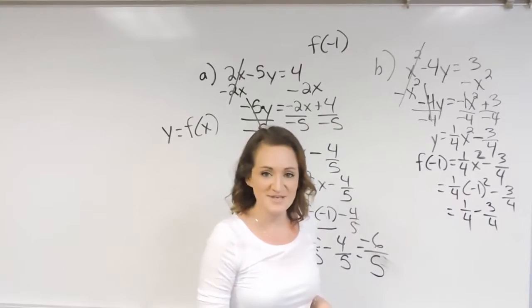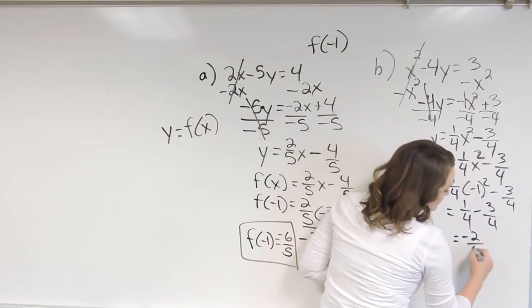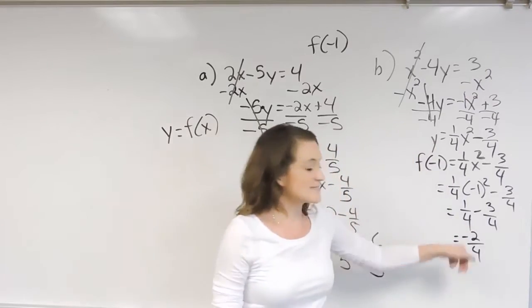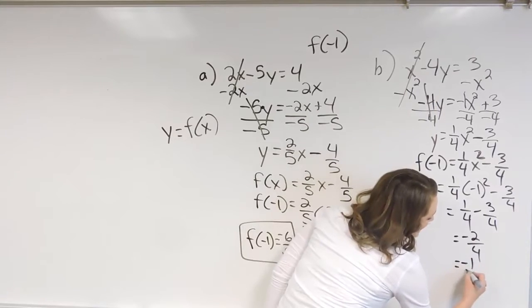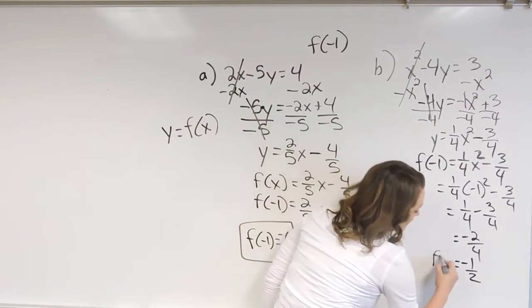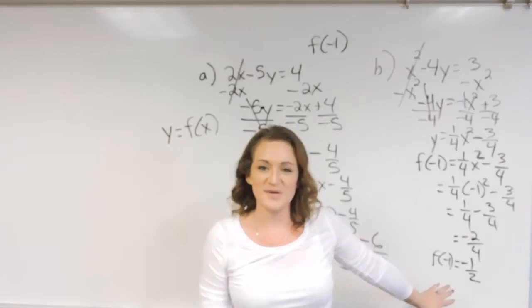So we have common denominators, so 1 minus 3 is a negative 2/4. And simplifying that fraction, 2/4 is the same thing as 1/2, so a negative 1/2. So f of negative 1 over here is equal to a negative 1/2.